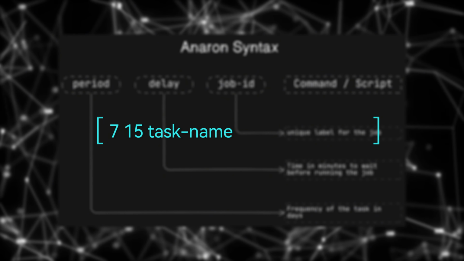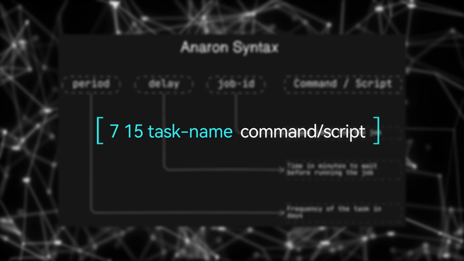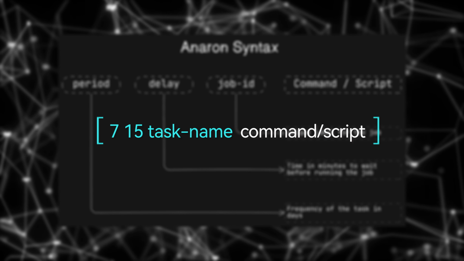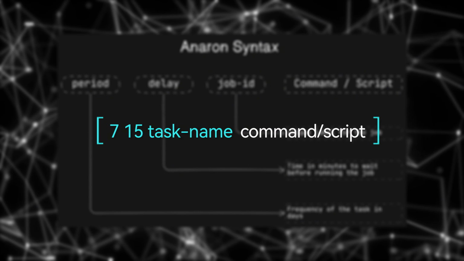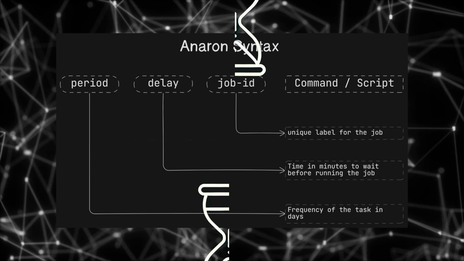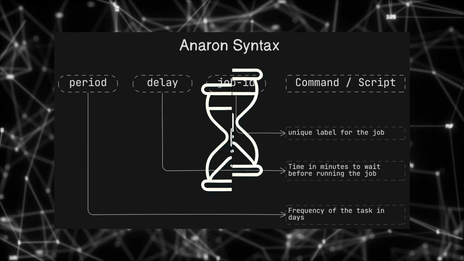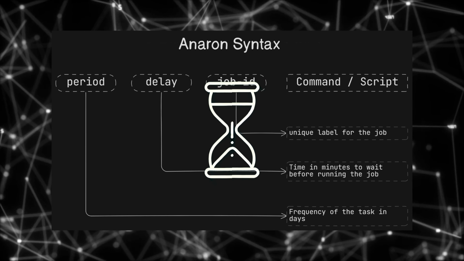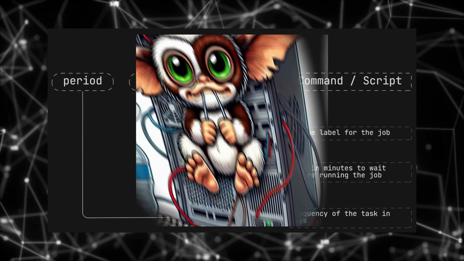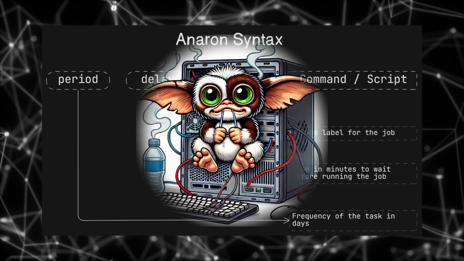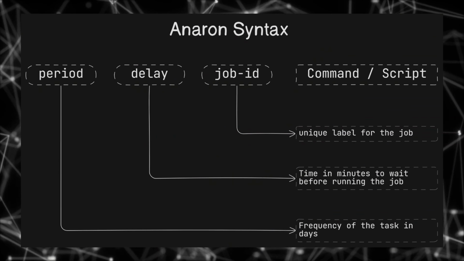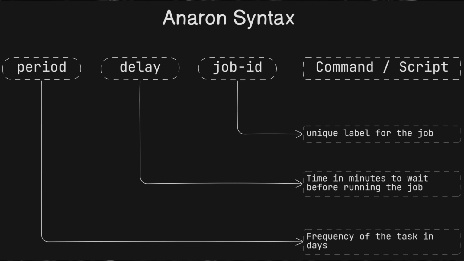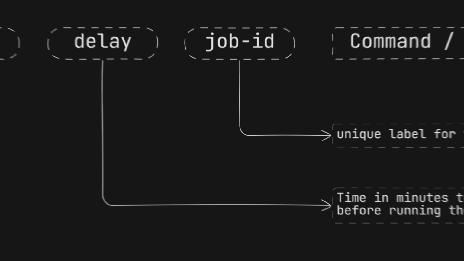For example, this specifies a task that runs weekly and waits for 15 minutes after system startup before executing the command. It's crucial here to assign appropriate delays for each task to avoid all tasks running simultaneously at startup, which could overwhelm system resources and significantly slow down your machine. Staggering tasks ensures smoother performance and efficient resource usage.